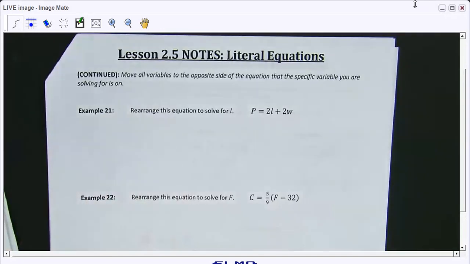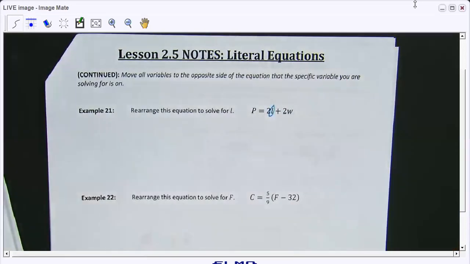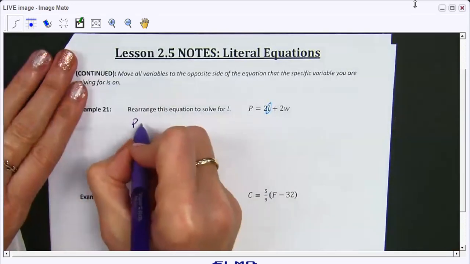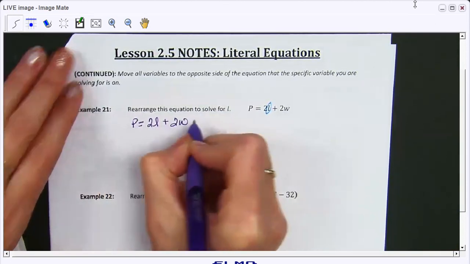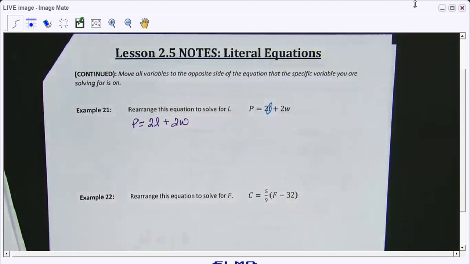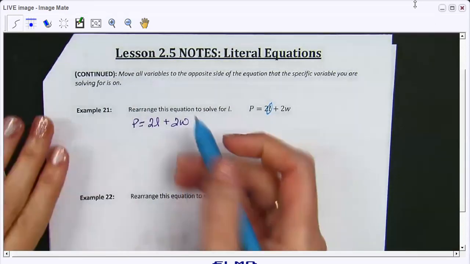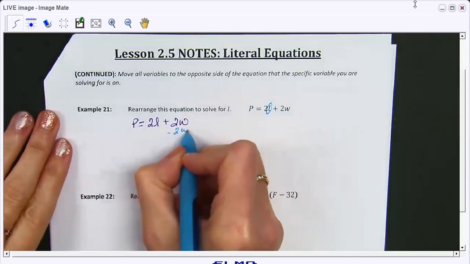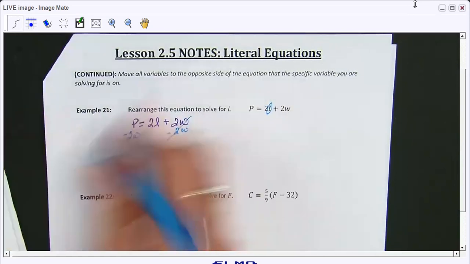P equals 2L plus 2W. We're solving for L. I better circle it so I make sure I solve for the right one. And this is the perimeter formula. So I'm going to go ahead and write this out. Okay. And we need to get rid of the 2W first. So we're going to subtract. Don't get your subtractions mixed up with your divisions.